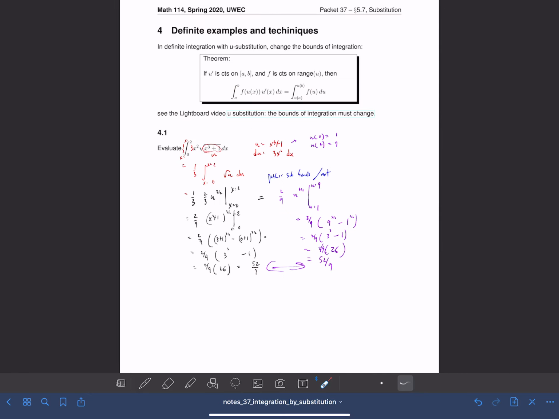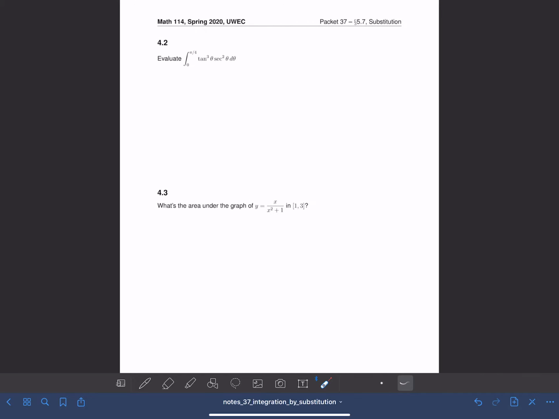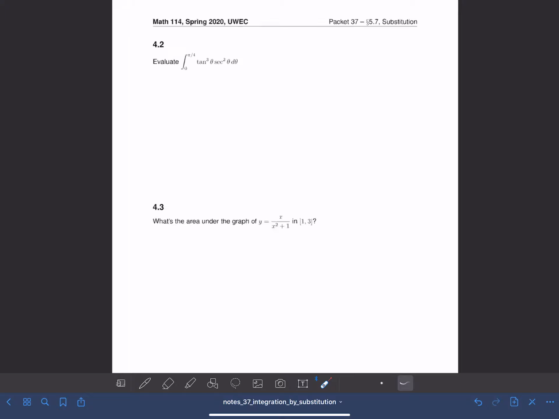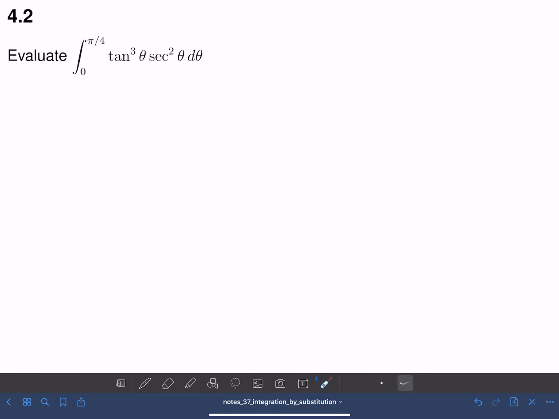So I have 2 more examples, and I think we should go through them, and then that's it for this packet. And I have, like I said, lots of Lightboard videos on this, because I know that students tend to struggle on it, at least some. So let's do 2 more definite integrals.